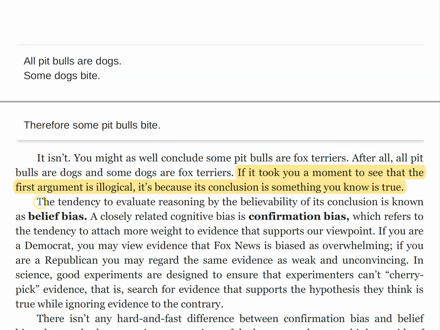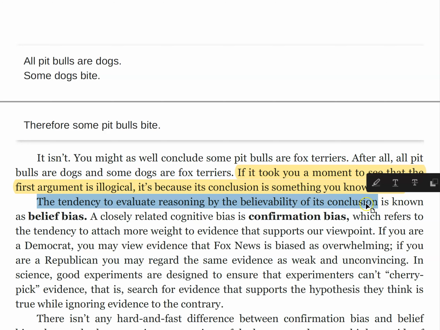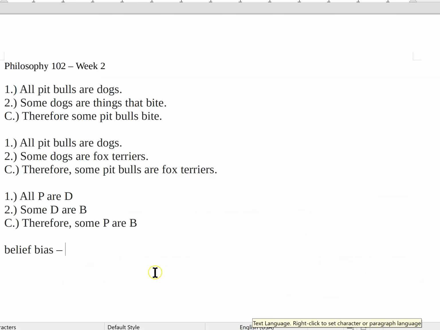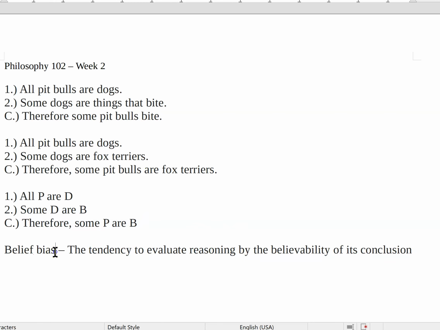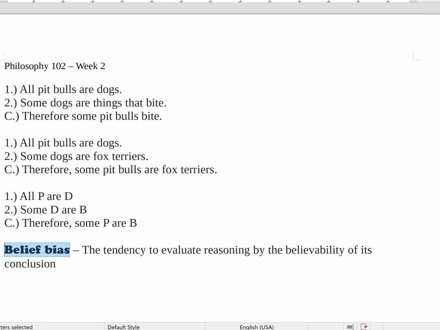A belief bias is just the tendency to evaluate reasoning by the believability of its conclusion. So let's get that in our notes. And now we have this nice clean definition. I capitalize this just to make it a little separate. Oh, that crazy font. Okay.